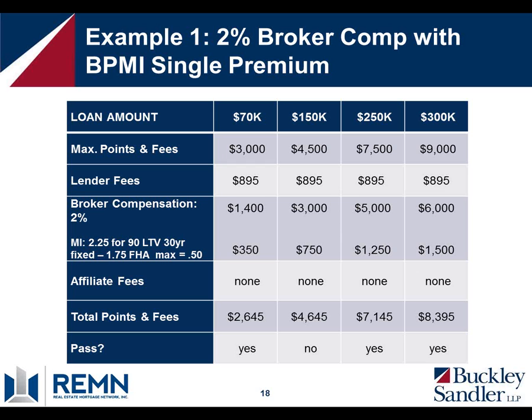And then we start walking through what the points and fees are on this transaction. So you've got lender fees of $895 across the board. Those are points and fees. Then you've got broker compensation of 2%. So that's reflected all the way across. Here you've got private mortgage insurance. And as you can see, it's 2.25 for this particular loan, but you subtract what the charge would be for an FHA loan. So you're subtracting 1 3/4, which leaves you with 50 basis points. So that's the amount that's reflected and included in points and fees. You have no affiliate fees here. So your total points and fees is in the next to last row, and as you'll see, there's only one transaction that goes over.